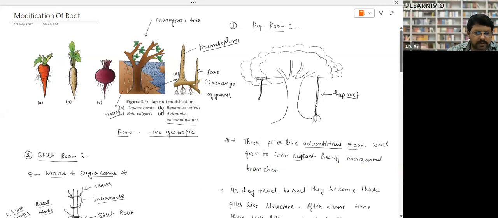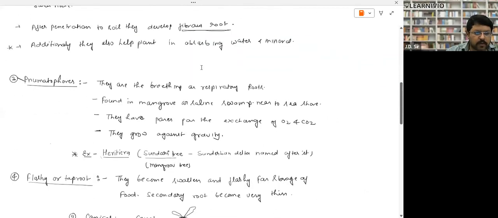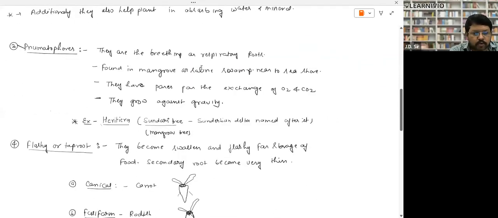Look at the diagram. Yes, this is the diagram of Rhizophora, right? They have pores for the exchange of gas. They are called pneumatophores, and they are breathing roots. So I have written over here, they are the breathing or respiratory roots, found in the mangrove or saline swamp near the sea, seashore, saline water. The pores are for the exchange of the gases, O2 and CO2. They grow against gravity.